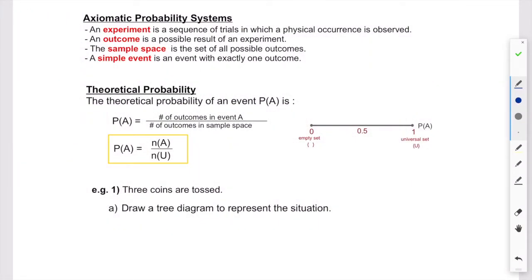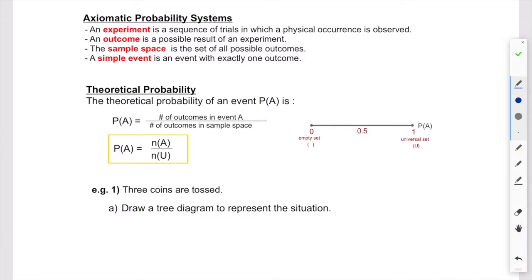Now let's talk about axiomatic probability systems. Here are some key terms. An experiment is defined as a sequence of trials in which a physical occurrence is observed. So it's kind of like doing a lab. You're going to have multiple trials, right? An outcome is a possible result of the experiment. The sample space is a set of all possible outcomes, and a simple event is an event with exactly one outcome.